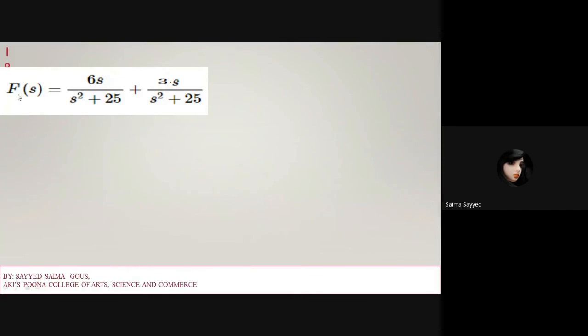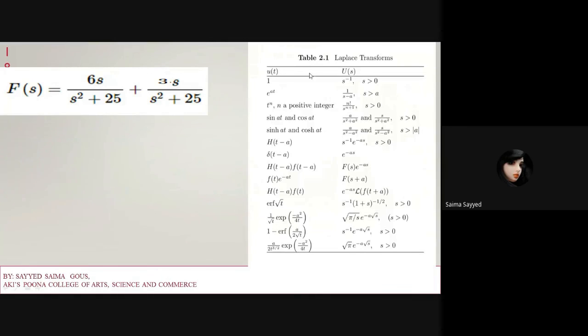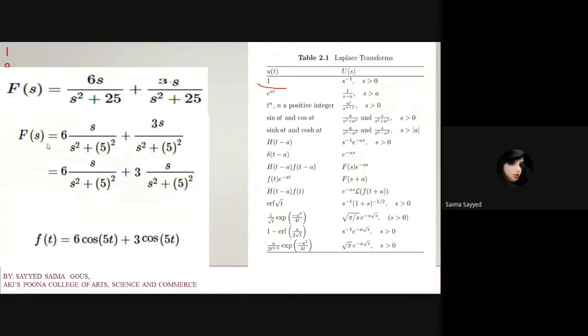Next example is F of s given by 6s divided by s square plus 25 plus 3 into s divided by s square plus 25. Now again we will see the formulas. So this is the formula. Here we'll use 6s upon s square plus 25.